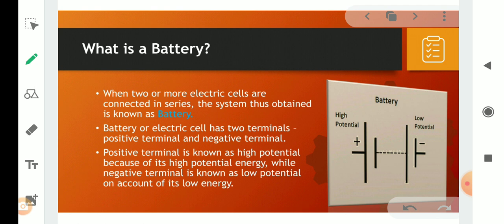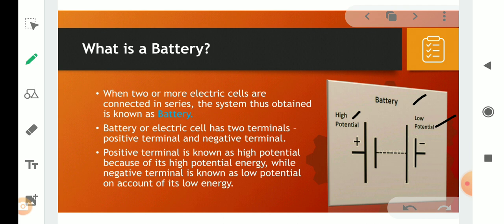Yes, battery. You can see here in the picture where two or more electric cells are connected to form a battery, where the positive terminal is at high potential and the negative terminal is at low potential. Towards the positive terminal the electrons are fewer, and towards the negative terminal the electrons are more. So it is high potential towards the positive terminal, and the negative terminal is at low potential.